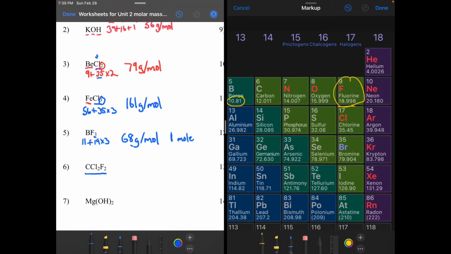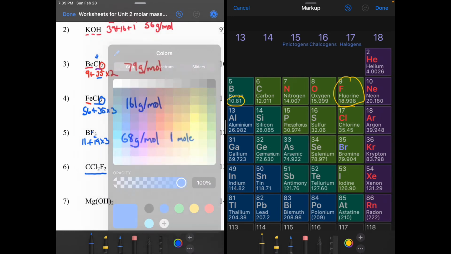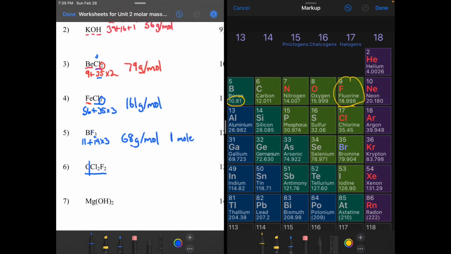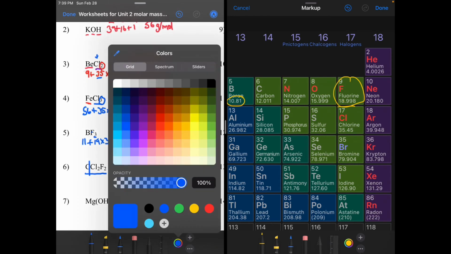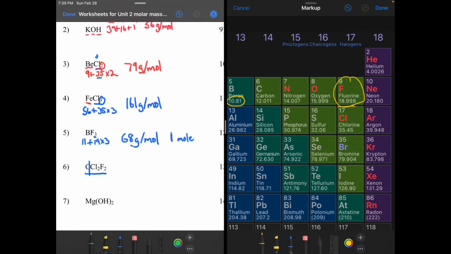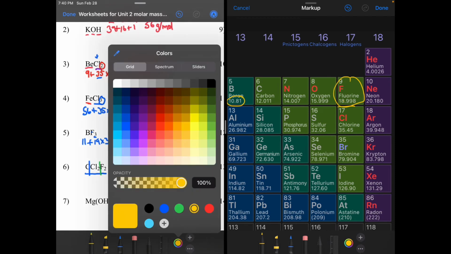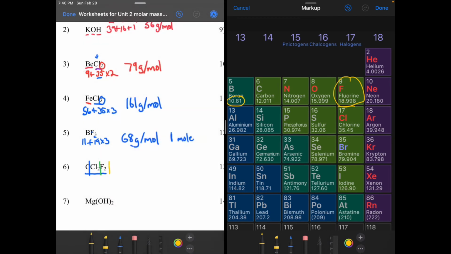Let's do this one. This looks a little complicated, but it's really not. We've got 3 elements here. I'll just do this one in blue. We've got carbon, then we've got chlorine, and then we've got fluorine right here. Okay, so now we have carbon, chlorine, and fluorine.